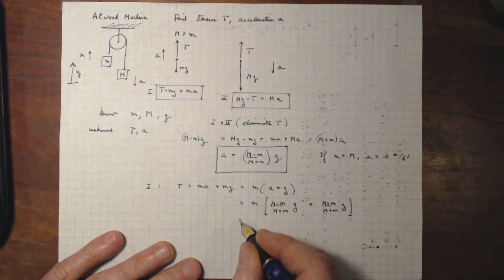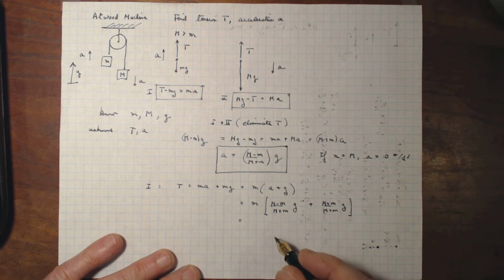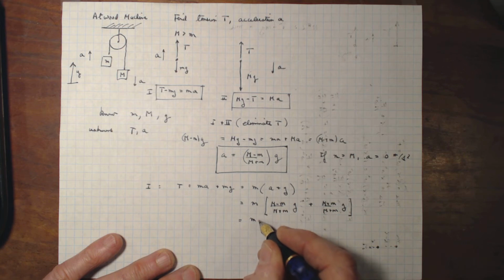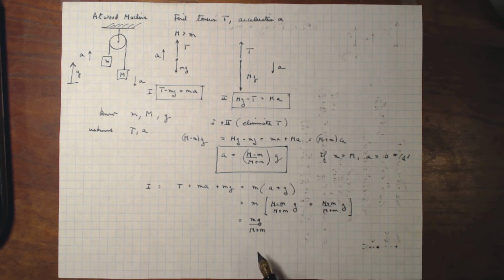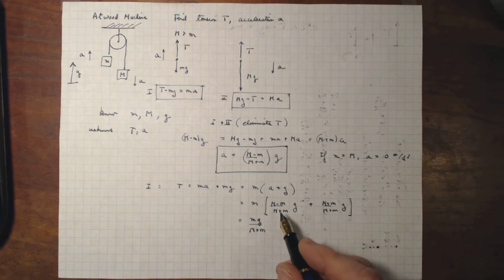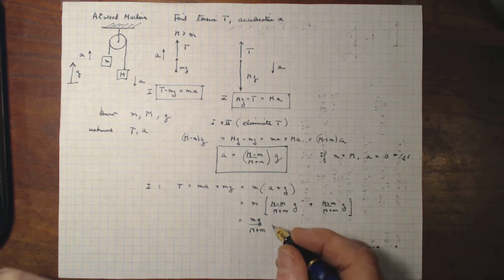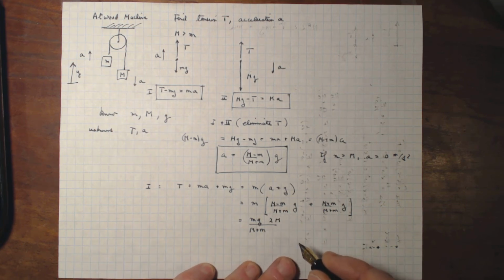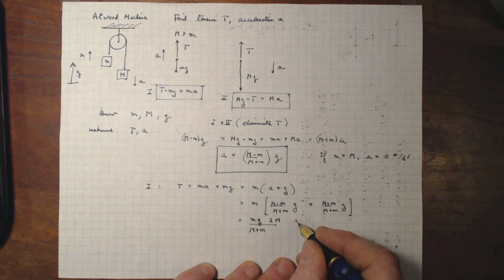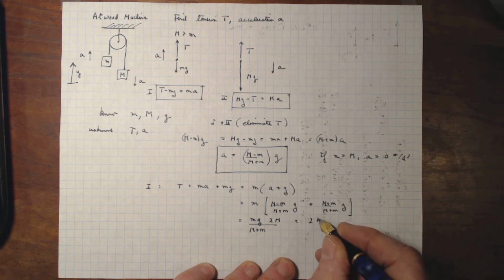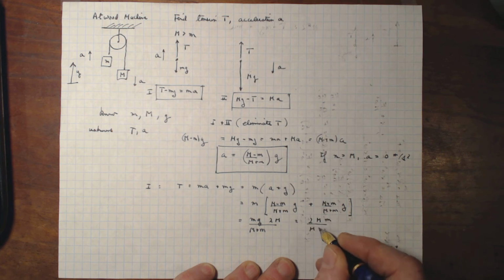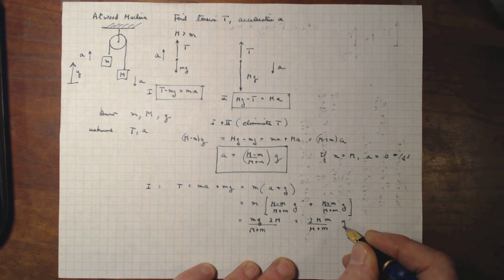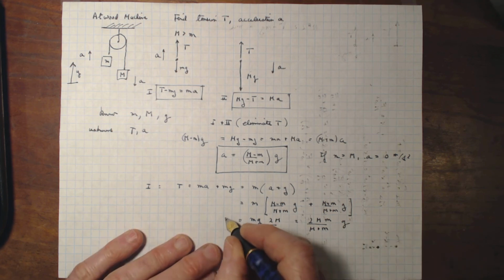And so what I get is m times g over big M plus little m, pulling the denominators out, and then I can just add the numerators together. And what I get is 2 times big M, like that. Okay, so let's write that in a somewhat nicer way. It's going to be 2 big M times little m over big M plus little m times g. That's my tension.